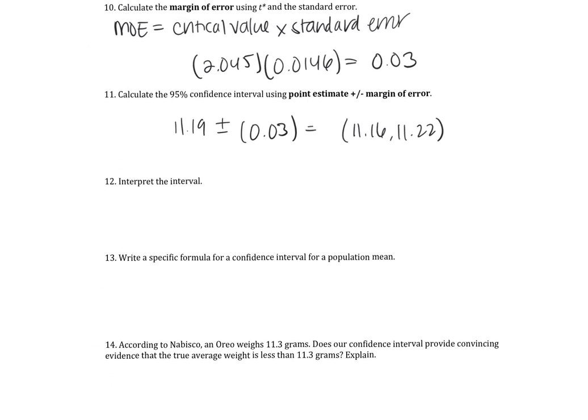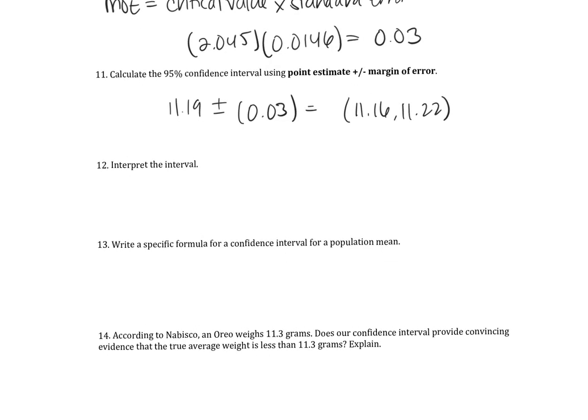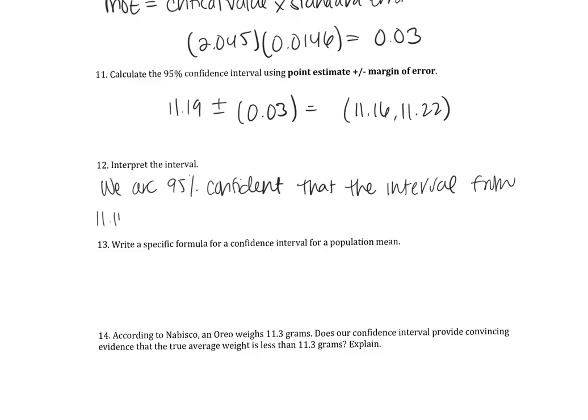So let's go ahead and interpret the interval. We are 95% confident that the interval from 11.16 to 11.22 captures the true mean weight of all Oreo cookies.